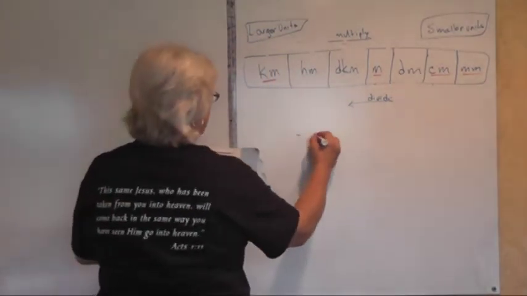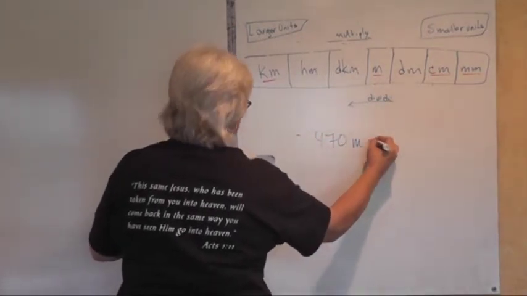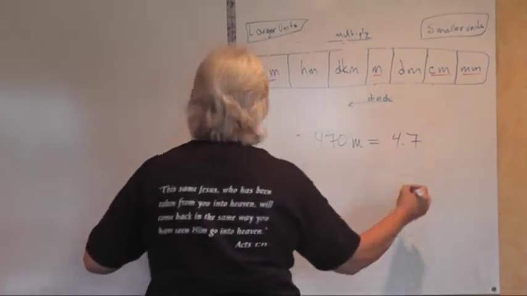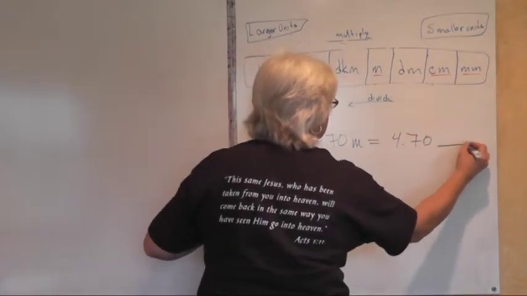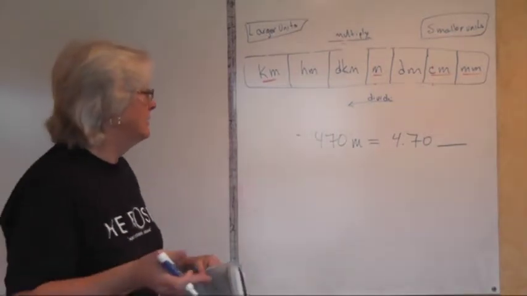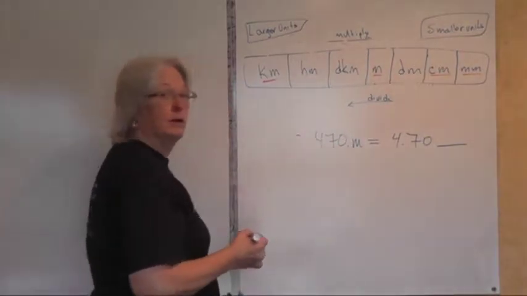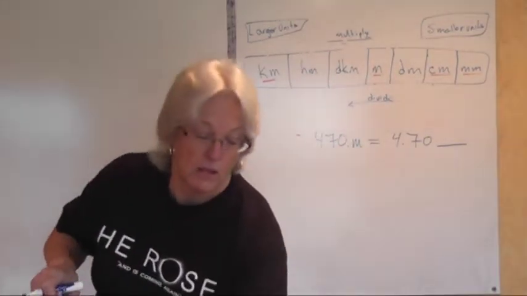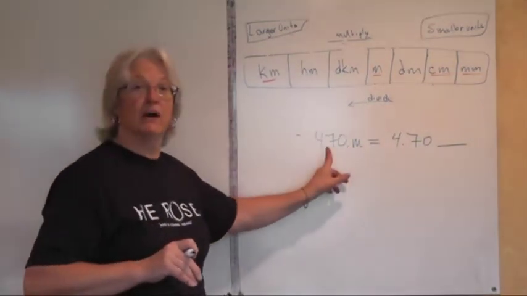If we have 470 meters is equal to 4.70 something. What units do we have now? Okay, well, if we started with our decimal point here in meters, which way did we move our decimal point? Well, we moved our decimal point 2 units to the left, didn't we?